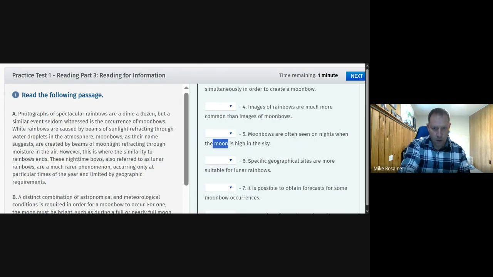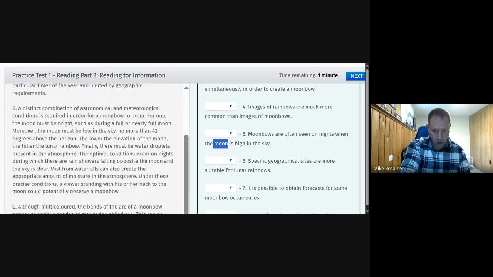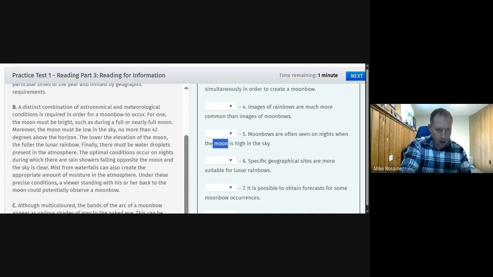Number five, moonbows are often seen on nights when the moon is high in the sky. Okay, so this one's about the moon. We know where to look. That's about B. Now, a quick scan. I see the word moon, and I read this sentence. The moon must be low in the sky. Wait a minute. Low in the sky. This says high. That's a contradiction. No need to read more.